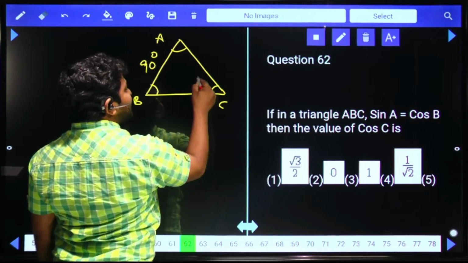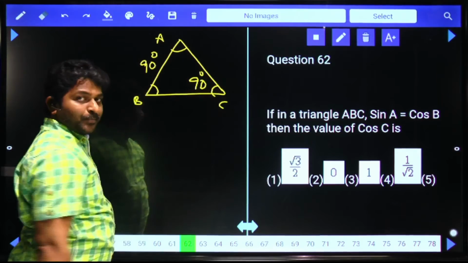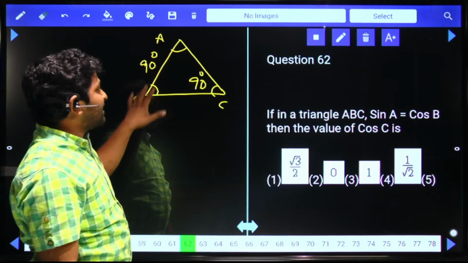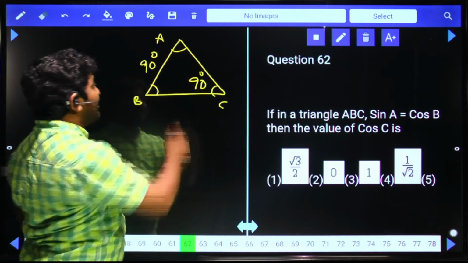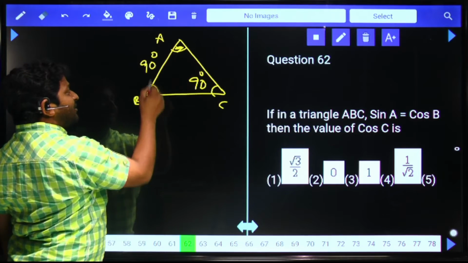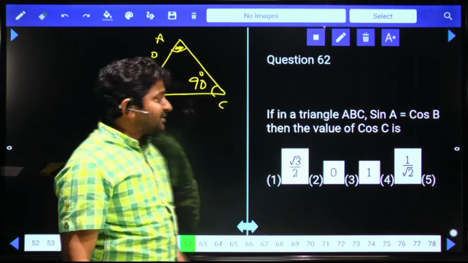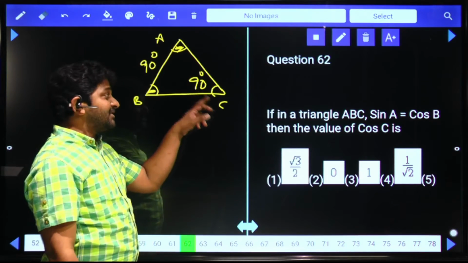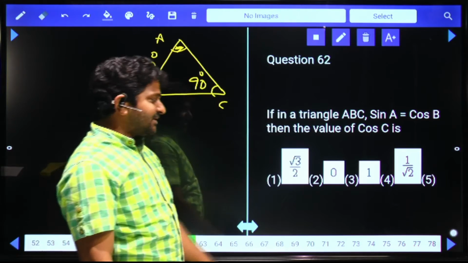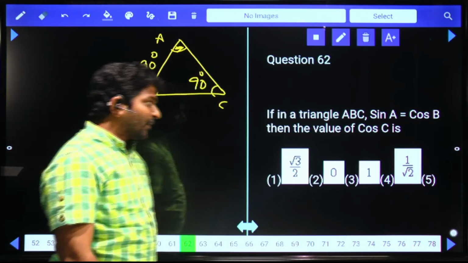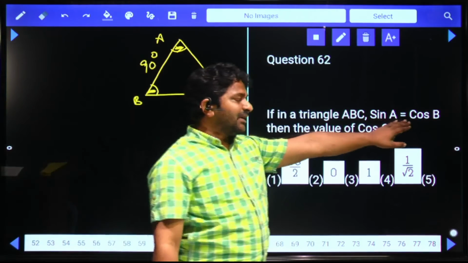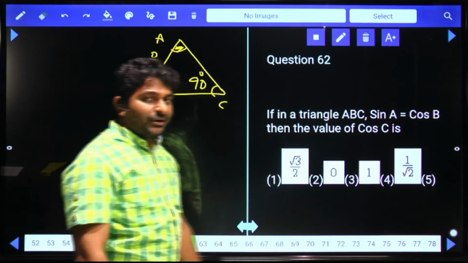Then the angle at C should be equal to 90 degrees, because in a triangle the total sum of angles is 180, where angle A and angle B together are equal to 90. Now your question is about cos C. C is equal to 90, so cos 90 is 0. Second option is the answer. For any possible value of this condition, A plus B must be equal to 90 degrees.